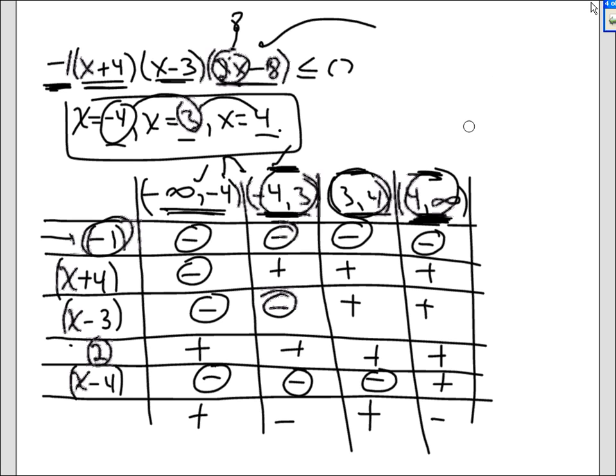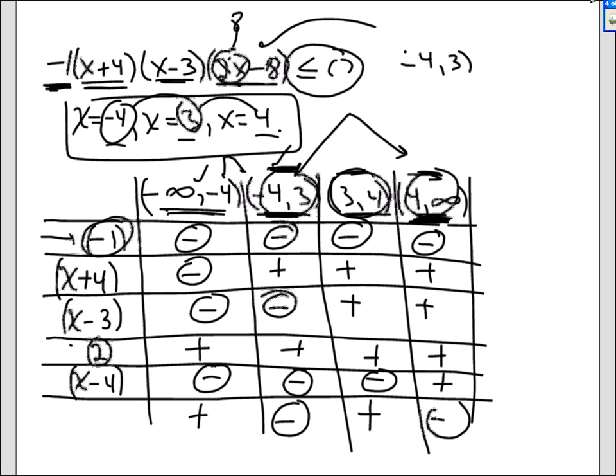So I want to know when that product will be less than or equal to 0. Less than 0 means negative. Here and here. This interval and this interval. So -4 to 3 or 4 to infinity. But since it says equal, I'm going to include my endpoints. I'm going to include -4. I'm going to include 3. I'm going to include 4.